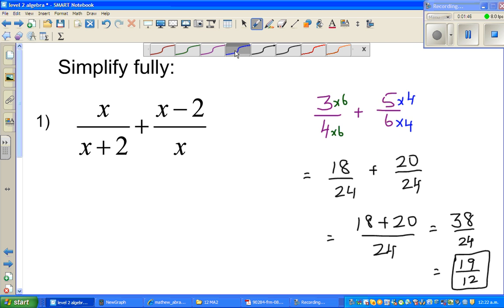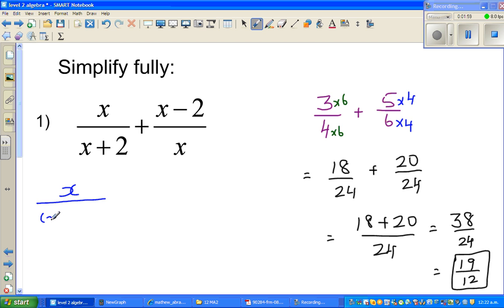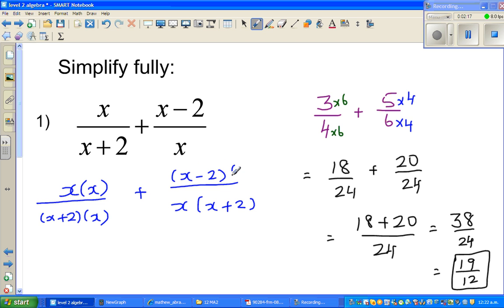So let us look at this question. I'm going to use the same technique here. I'm going to multiply this denominator with x and this denominator with x plus 2. So I'll write the next step like this: x over x plus 2 times x. As I multiply the denominator with x, I also multiply the numerator with x. Then I'm going to multiply this with x times x plus 2, so I also multiply the numerator with x plus 2. Let me draw a line here. This is the dividing line.